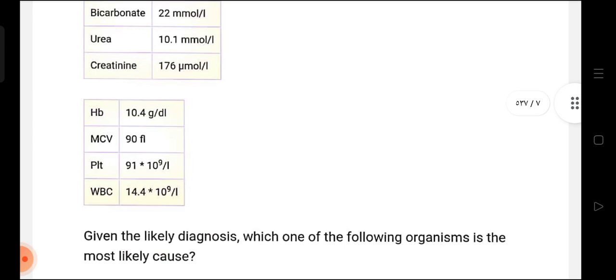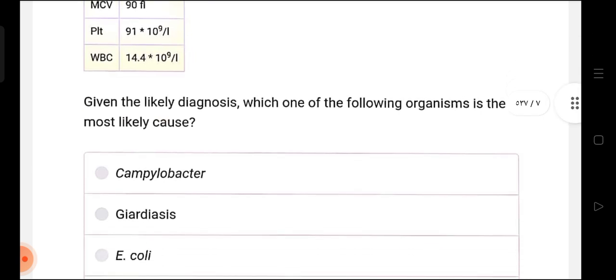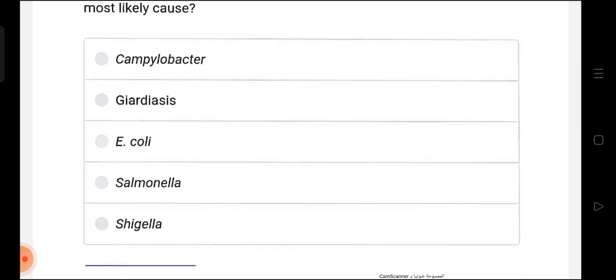MCV 90. Platelets 91 to the power of 9. White count is 14.4. Okay. What is the most likely diagnosis? Which one of the following organisms is the most likely cause? Is it Campylobacter, or Giardia, or E. coli, or Salmonella, or Shigella?